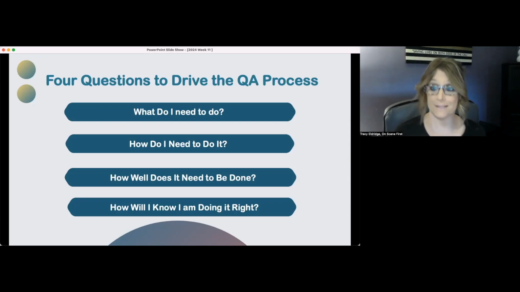How well does it need to be done? And that is going to coincide with the standards for the products that you're using. Most of the time, 90% compliant. And how will I know that I'm doing the right thing? That would drive the quality assurance, quality improvement, and feedback process.